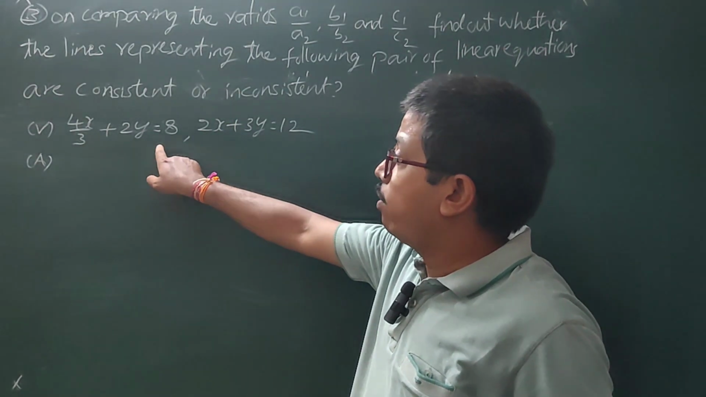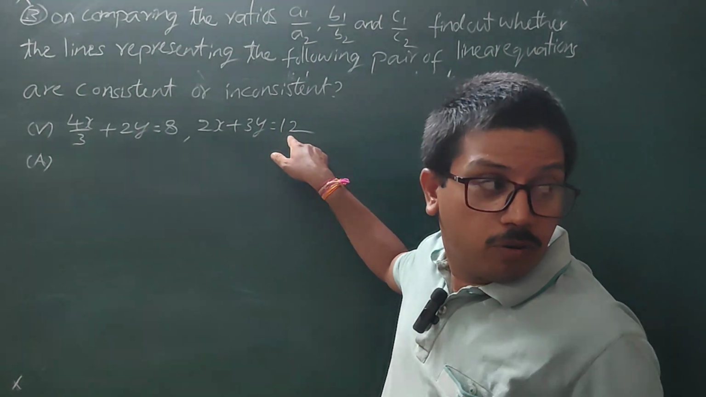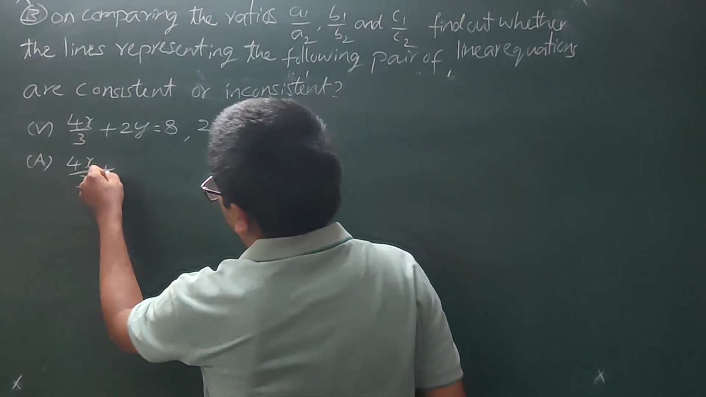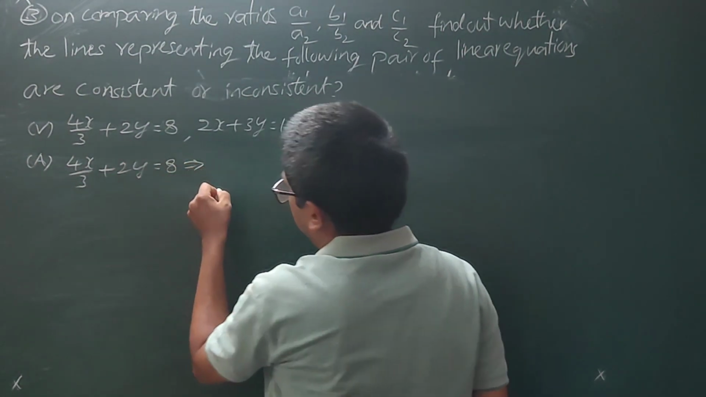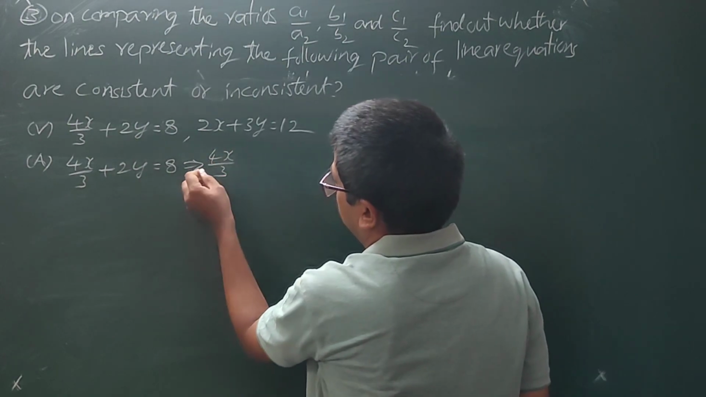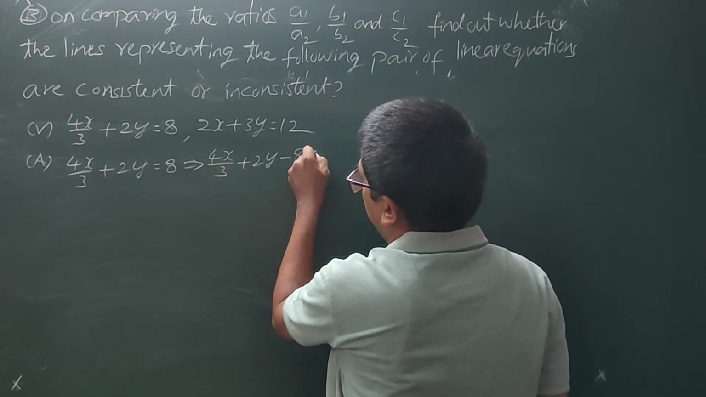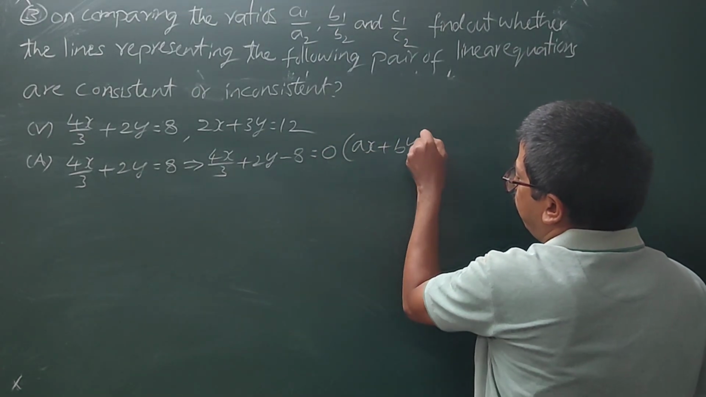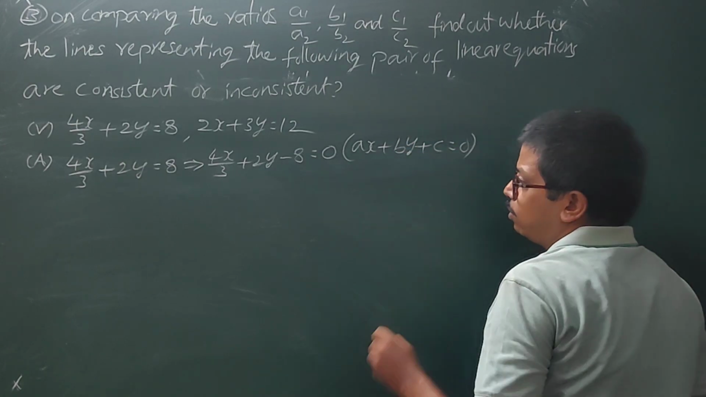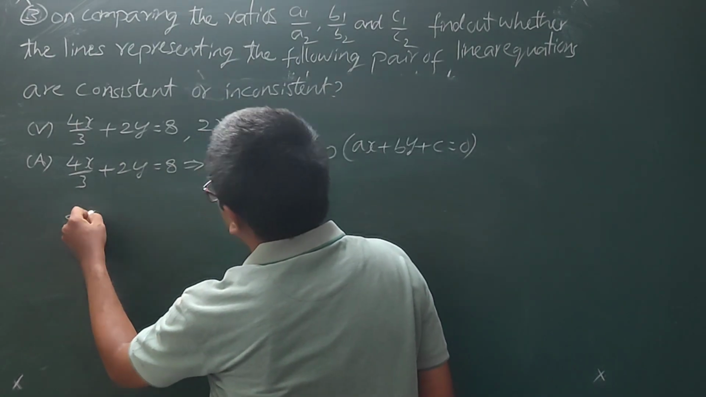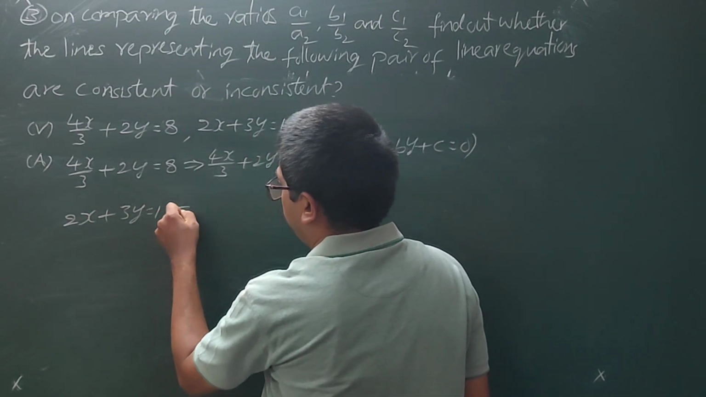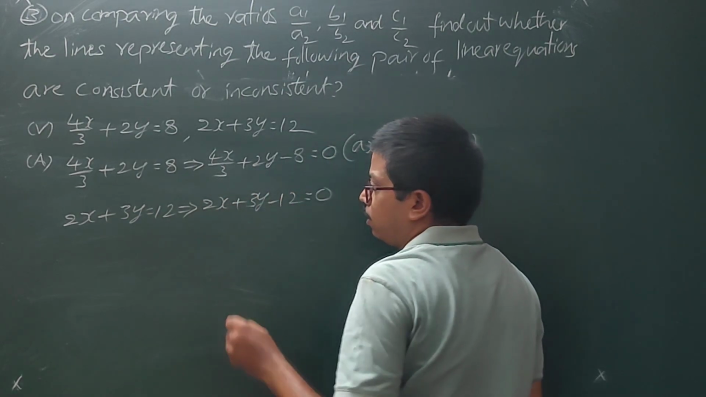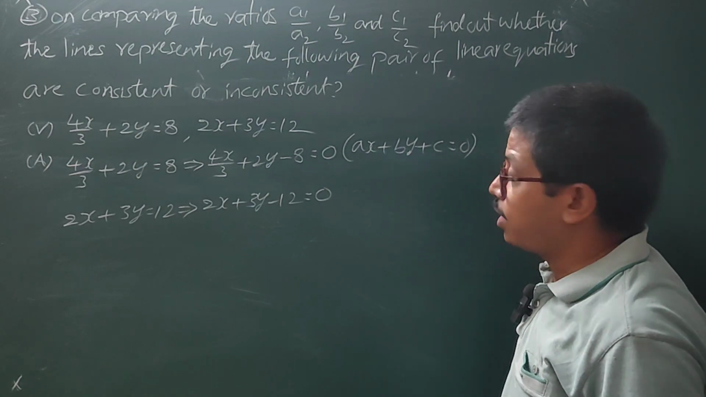Fifth one, 4x by 3 plus 2y equal to 8 and 2x plus 3y equal to 12. The first one, 4x by 3 plus 2y equal to 8, becomes 4x by 3 plus 2y minus 8 equal to 0 in standard form, Ax plus By plus C equal to 0, and the second one, 2x plus 3y equal to 12, becomes 2x plus 3y minus 12 equal to 0 in standard form.